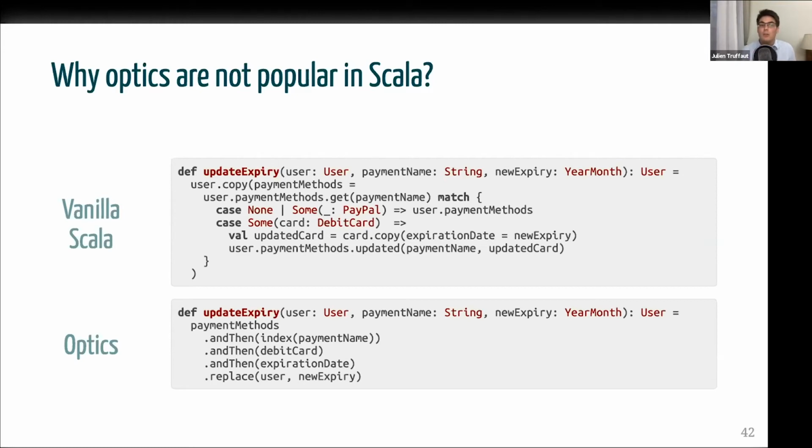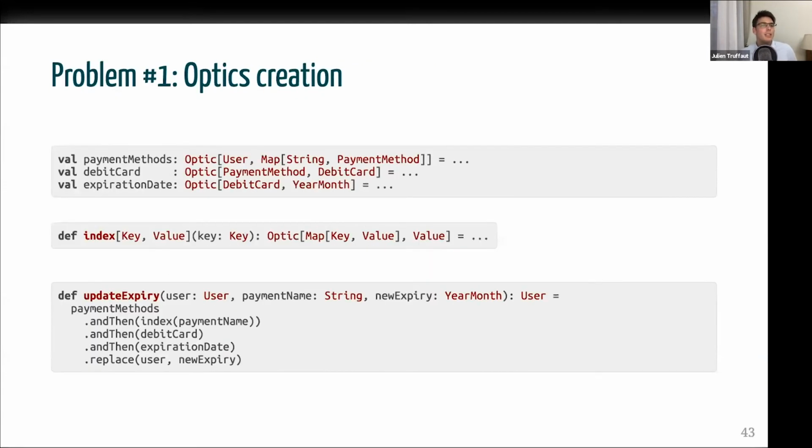So why is everyone not using optics in this case? I think there are mainly two reasons for that. I will present you these two problems. First, I kind of lied to you, because yes, it's nice to have this update expiry function using optics, but you need to define these tiny optics inside it in the first place. They don't come out of thin air. So we need to define payment methods, debit card, expiration date, and indexed.